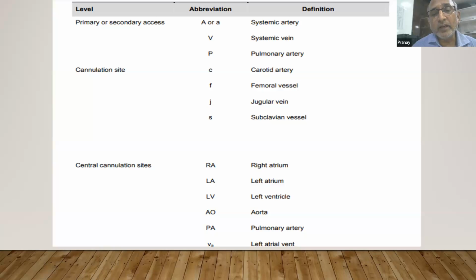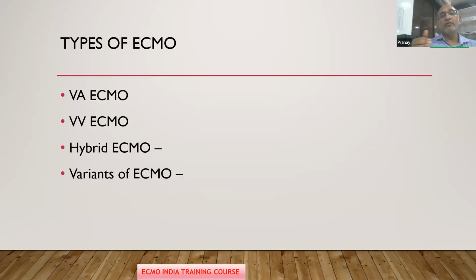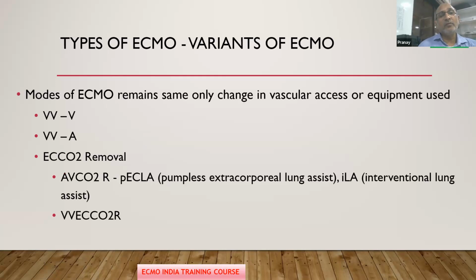Now this is going to be important when I come to the different hybrid ECMOs. As you understand, there are basically two types of ECMO. One is VA ECMO and the second is VV ECMO. Then, depending upon the requirement, they are further modified into hybrid ECMO or variants of ECMO. What are the different hybrid ECMO and variants of ECMO? In the variants of ECMO, the mode remains the same. It is not the mode that has been changed. The mode remains the same, like VV ECMO or VA ECMO, but you need to put an additional drainage cannula, or the vascular access or equipment has been changed.